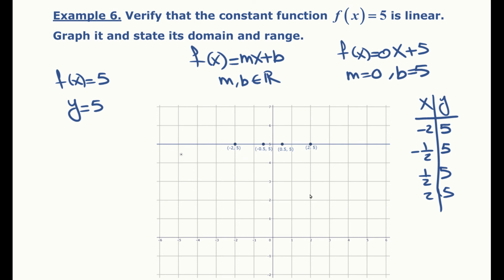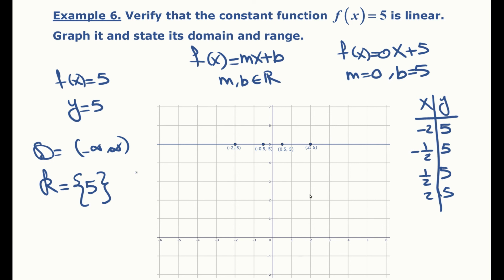Now, the domain, of course, remember, any x value can be the input here. So the domain is, as usual, all real numbers. Notice that the range here is by no means all real numbers. It's very limited. Remember, the range is the set of all the outputs, and this function sends every real number to one number, 5. So the range of this function actually consists of a single real number, 5, and that's it. So these are interesting functions.